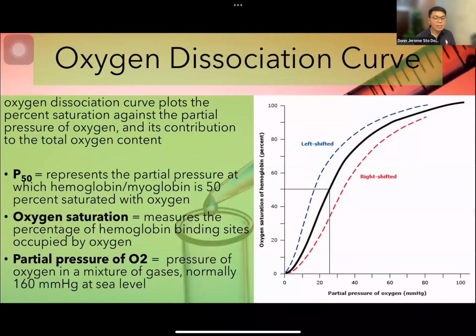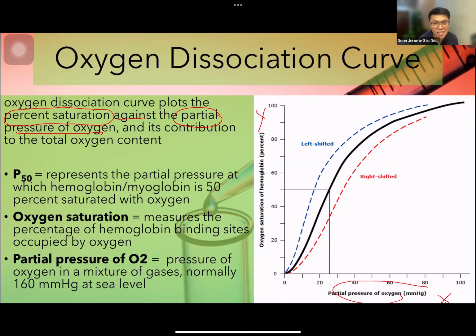So now, let's discuss the oxygen dissociation curve. The oxygen dissociation curve plots the percent saturation of your hemoglobin, which is in the y-axis, against the partial pressure of oxygen, which is in the x-axis, and its contribution to the total oxygen component or oxygen content.